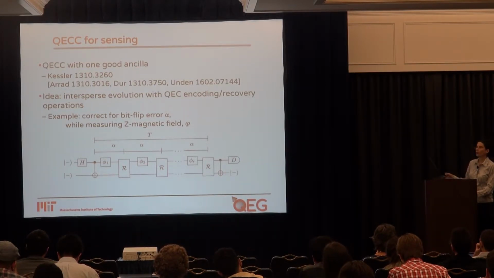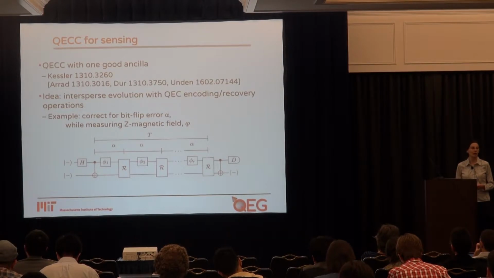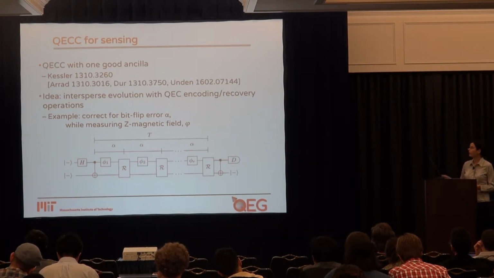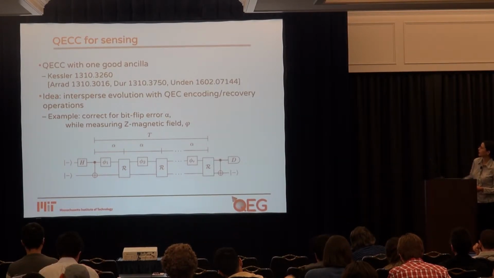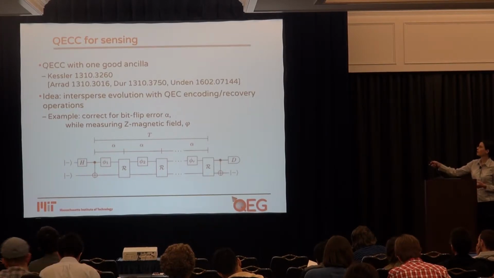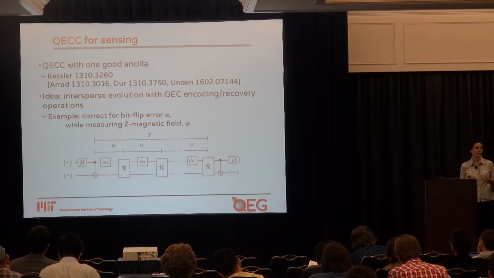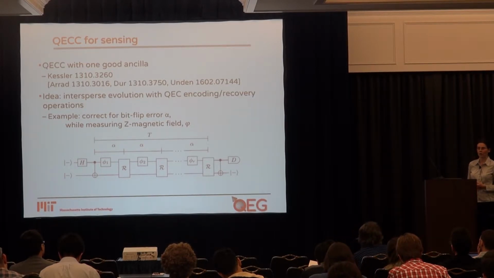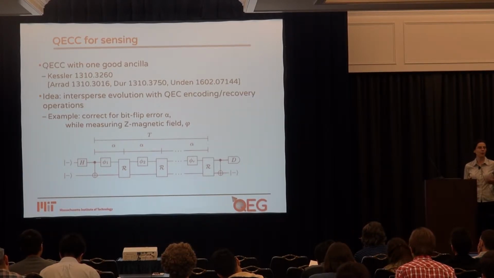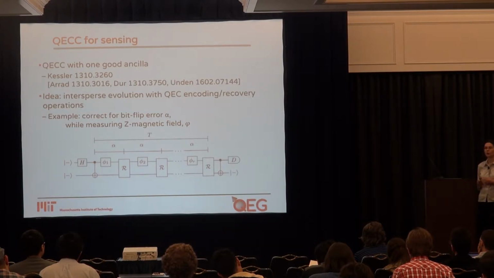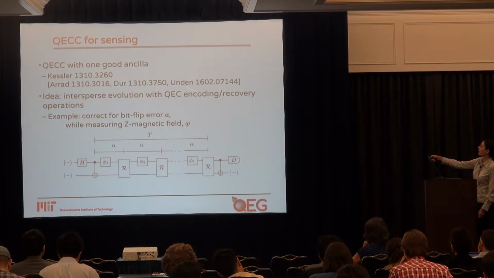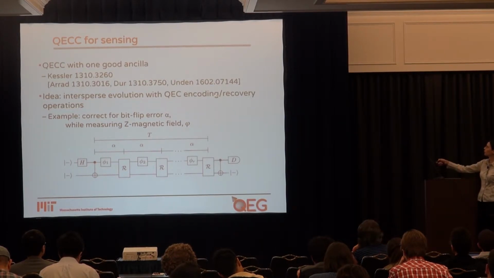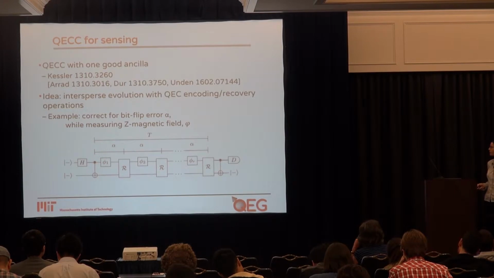These schemes, for example, were proposed in Mikhail Lukin's group and were correcting for bit flip error at rate alpha while measuring a magnetic field along the z direction, so a typical phase. And similar proposals were also given by Dür and Arad. Sometimes the assumption was to have just one good ancilla. Other cases had some larger codes, more similar to the typical quantum error correction codes that people think about, in which all the qubits are subjected to the same type of noise. And there has also been some experimental implementation in the group of Fedor Jelezko, also with NV centers.